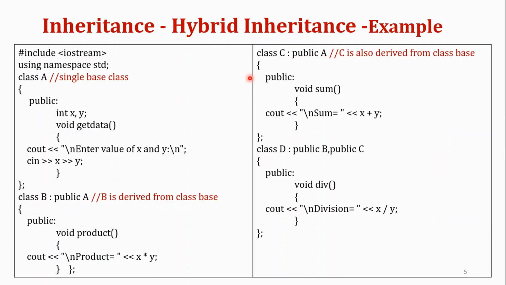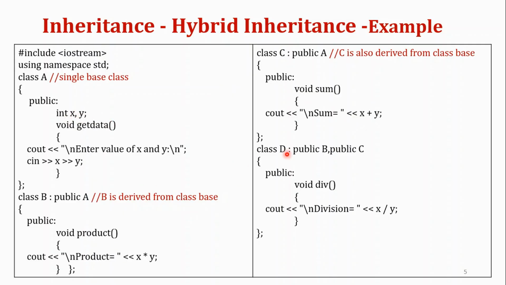Class B and C inherit class A in public access mode, which means all the public members of class A are inherited to class B and class C. So they are available in the public part of class B, and also in the public part of class C. This means for product, the x and y values are taken from base class A. Similarly, for sum, the x and y values are taken from base class A.